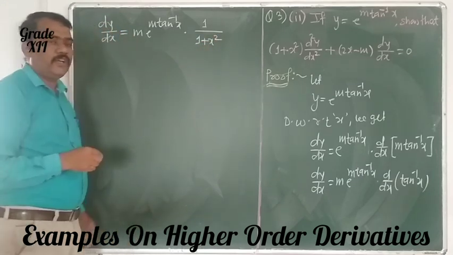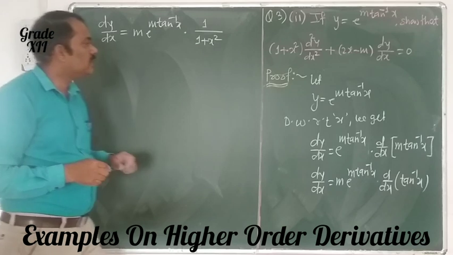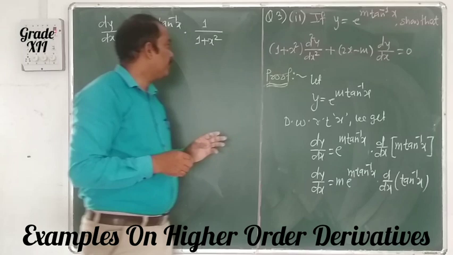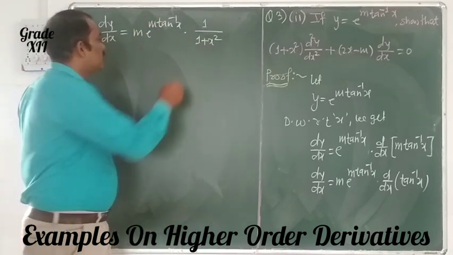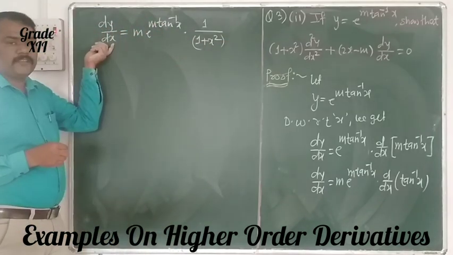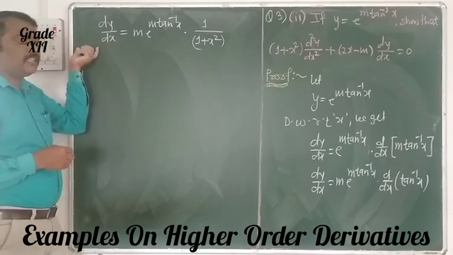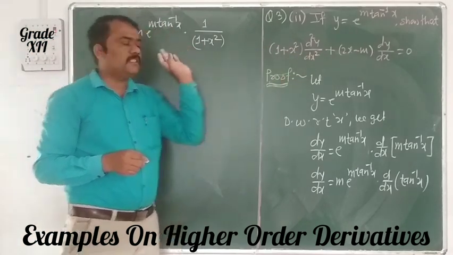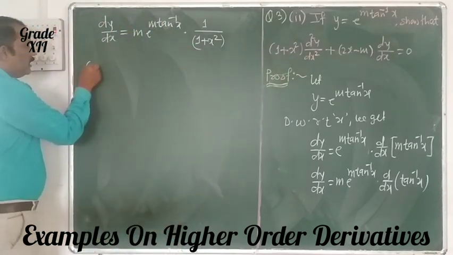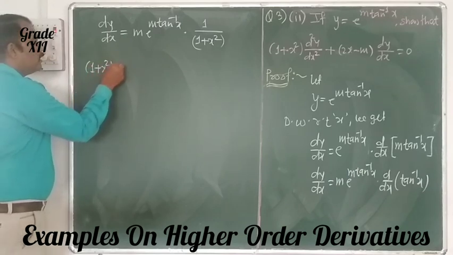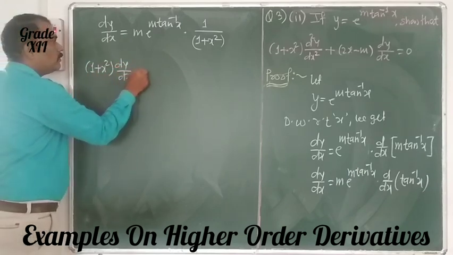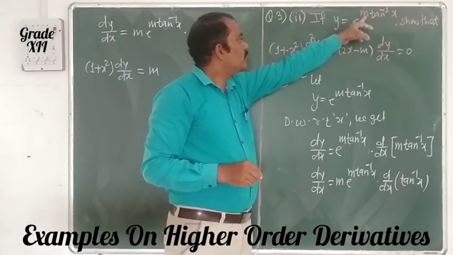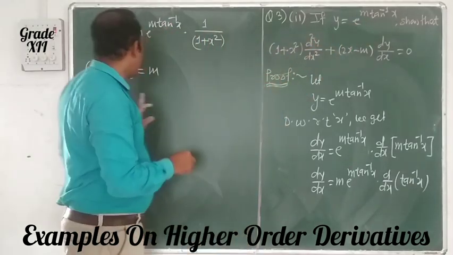This 1 plus x square we have to take on this side. Why do we take it on this side? Here we require 1 plus x square into d2y by dx square. If we take this 1 plus x square on this side, it multiplies dy by dx, so we have to use the product rule: 1 plus x square as it is into the derivative of dy by dx, which is nothing but d2y by dx square. So 1 plus x square into dy by dx is equal to m into e raised to m times tan inverse of x. e raised to m times tan inverse of x is nothing but y, so we write my.